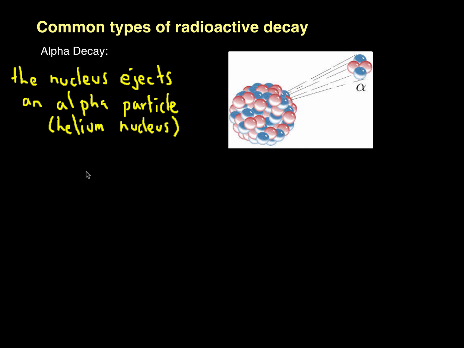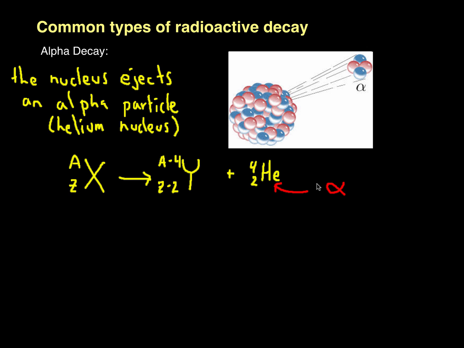The nuclear equation always takes a form looking like this. X, A, Z, the original parent nucleus, yields a daughter nucleus, we'll call it Y, which is 4 nucleons less and 2 protons less, Z minus 2. And ejected out of the nucleus is the alpha particle, which is a helium nucleus. You might also see this written with the alpha symbol, alpha 4, 2.